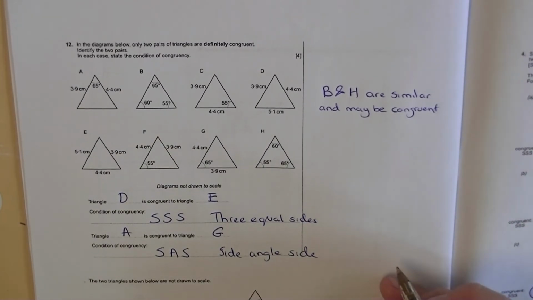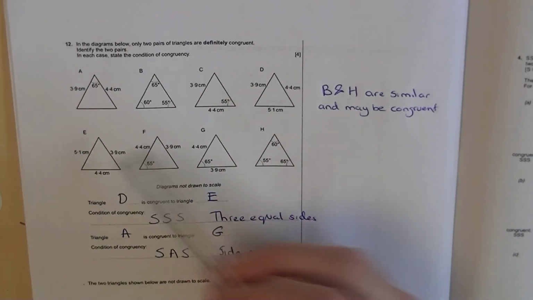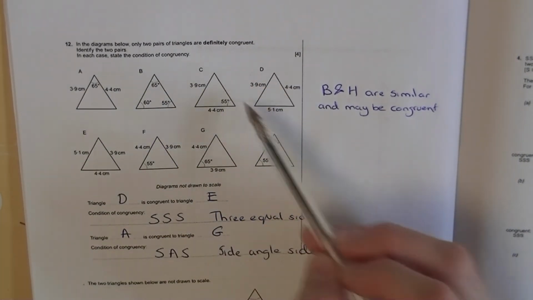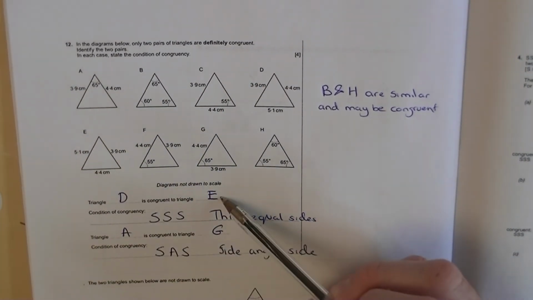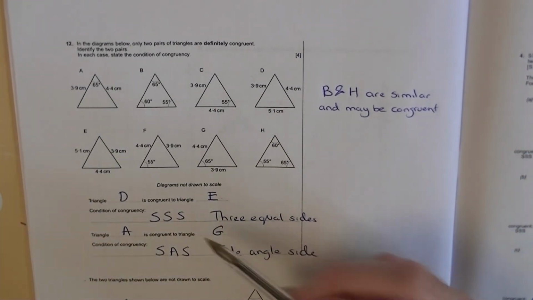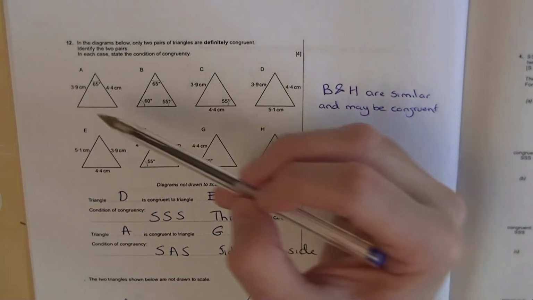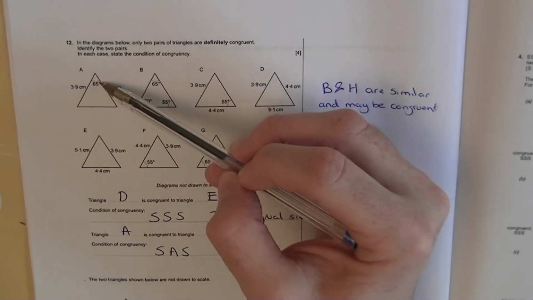It just asked me to find pairs of congruent triangles and give the reasons. So the two I've gone for are D and E, because the three sides on D are equal to the three sides on E. So the reason I've given is SSS, three equal sides. Enough to say SSS.